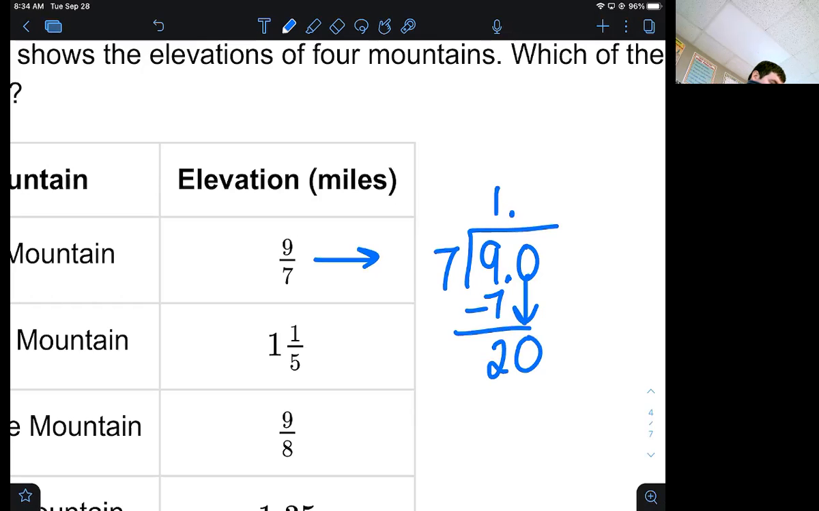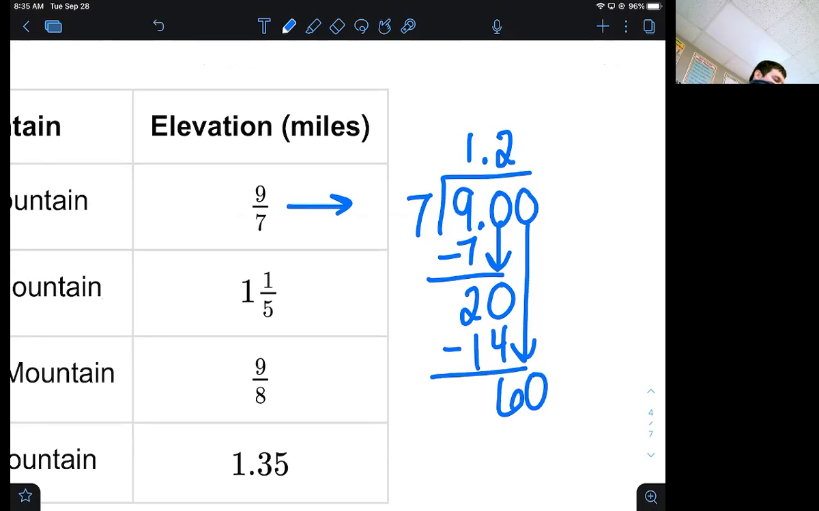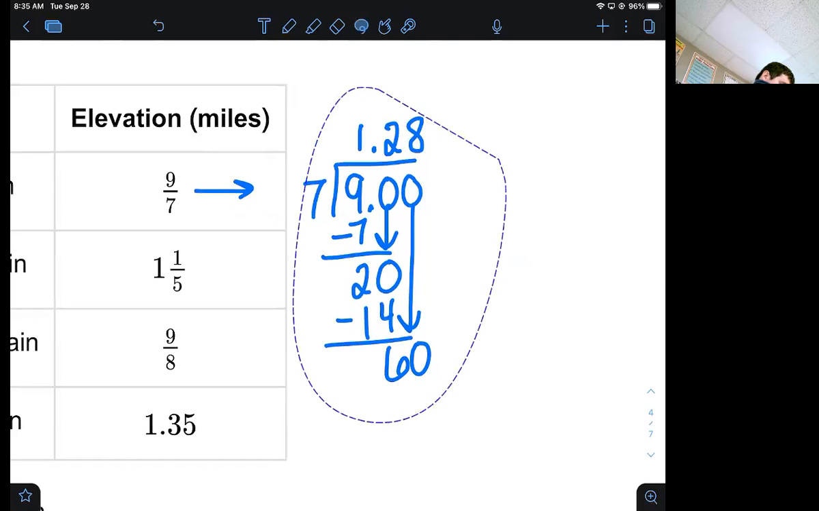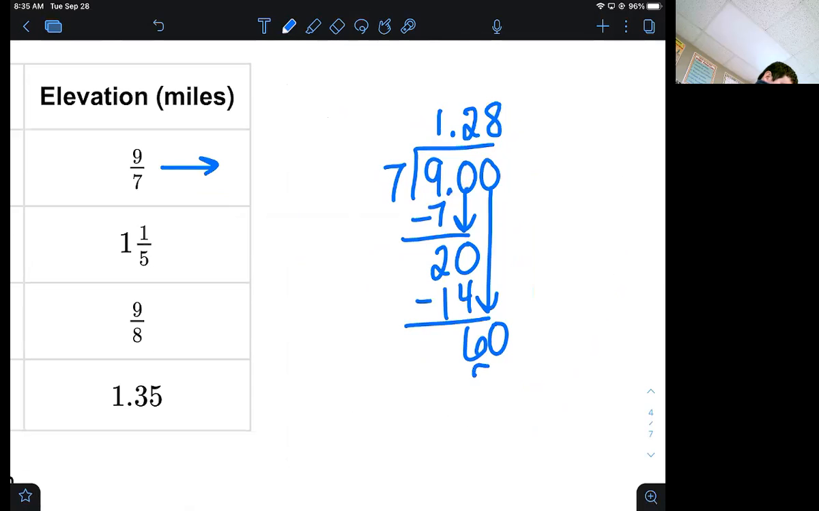How many times? Twice. Yep, almost 3 times, but not quite. That's 14. 20 minus 14 is 6. Drop down another 0. 7 goes into 60. How many times? 8 times. What is 7 times 8? 56. That's a difference of 4.